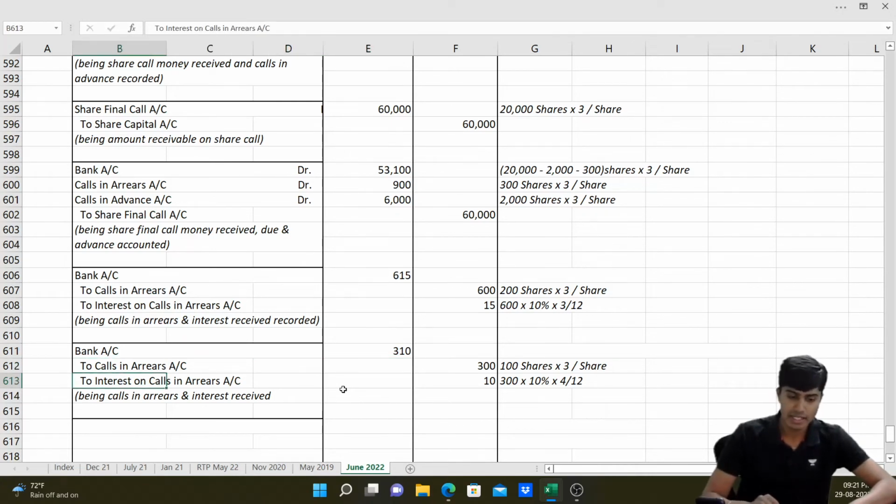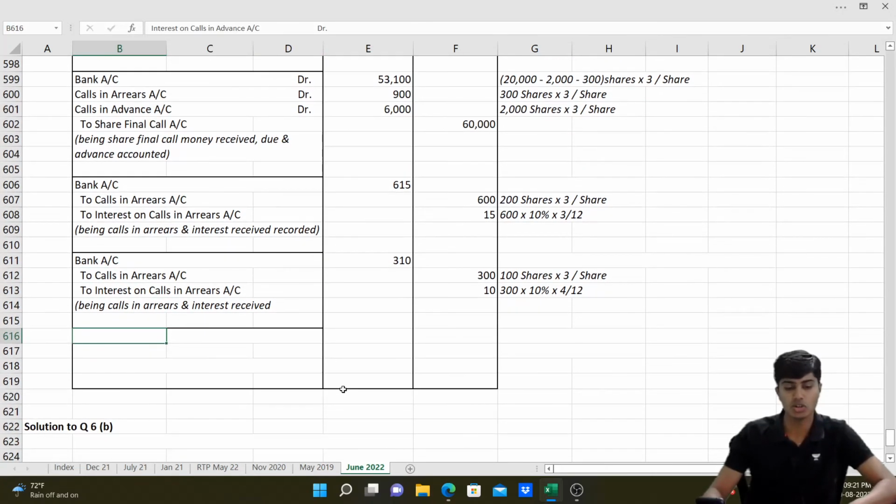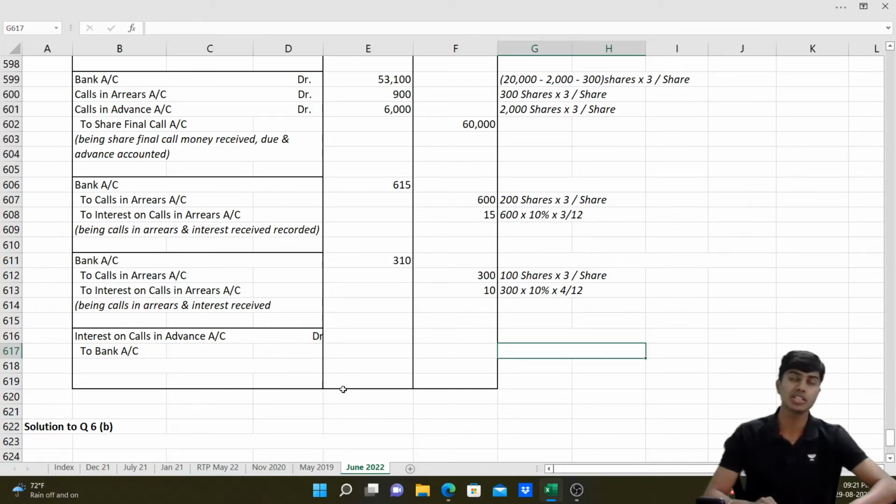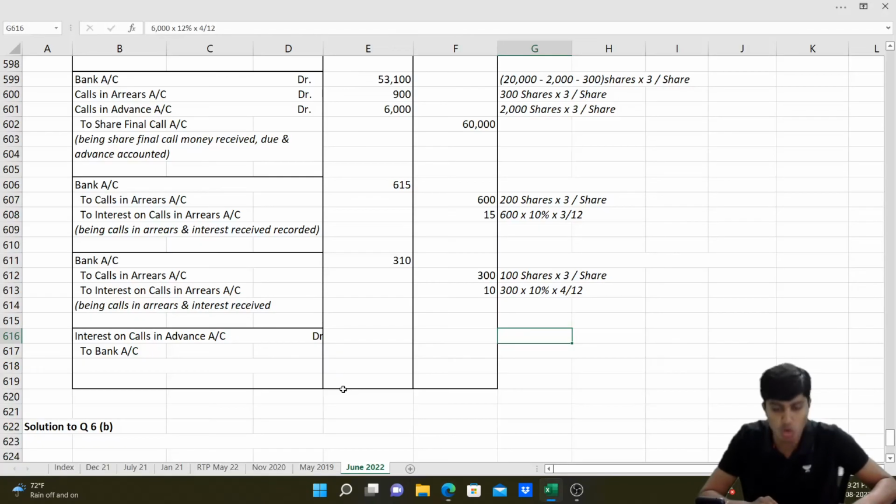You guys get that? Now we'll write the entry for interest on calls in advance that we pay. Interest on calls in advance account debit to bank account. This is with regard to those 2000 shares into 3 per share, 6000 rupees. On that 6000 rupees, we need to pay interest at 12% for a period of 4 months. That is the period for which the calls in advance money was there with us.